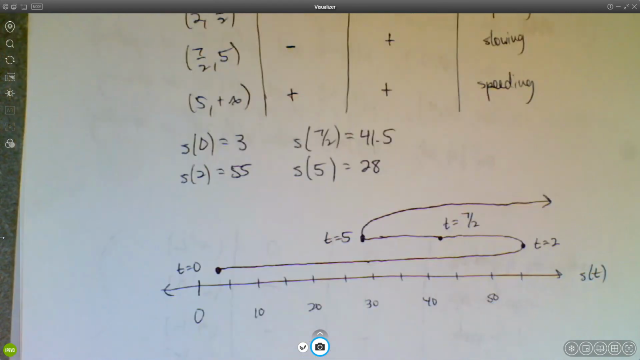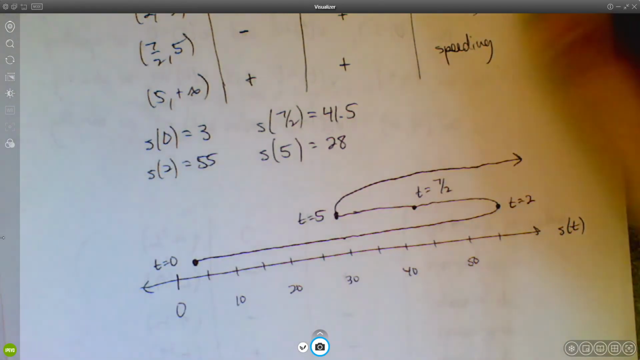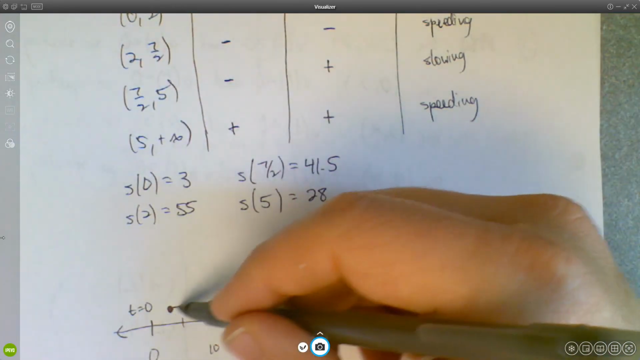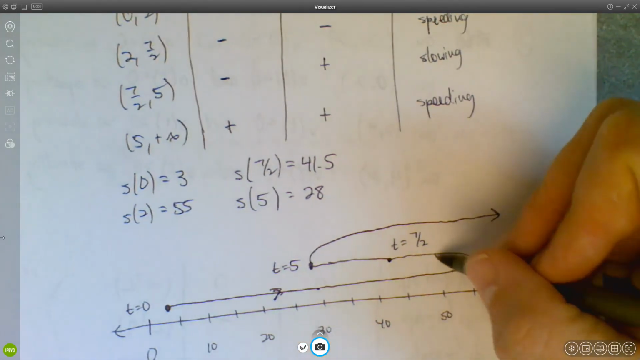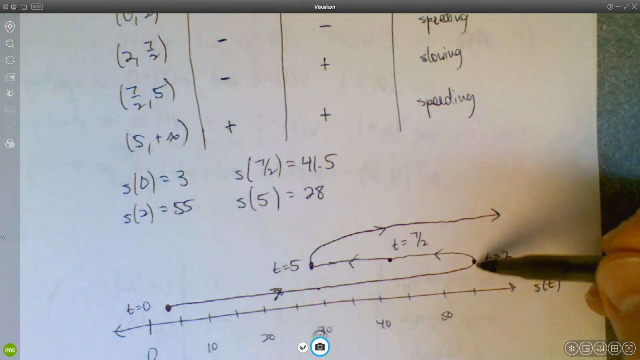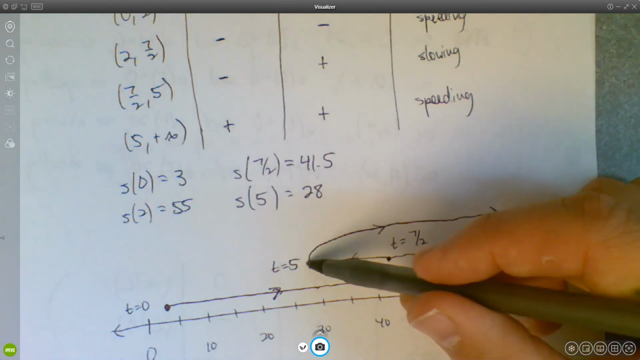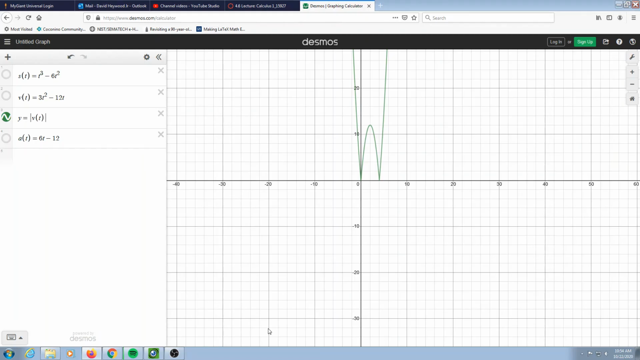Okay, so this is kind of what a schematic would look like. And you could label on there where you're speeding up and where you're slowing down. You're slowing down from here to here, speeding up from here to here, slowing down from here to here, and then speeding up after that. Anyway, that's all I want to say about rectilinear motion.